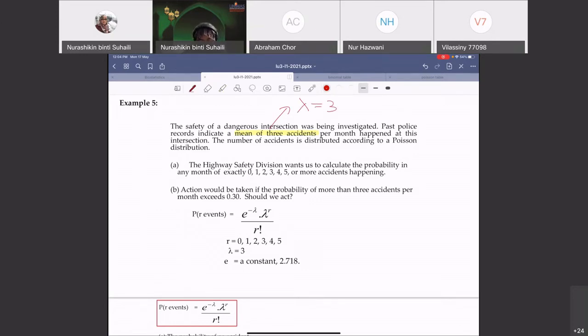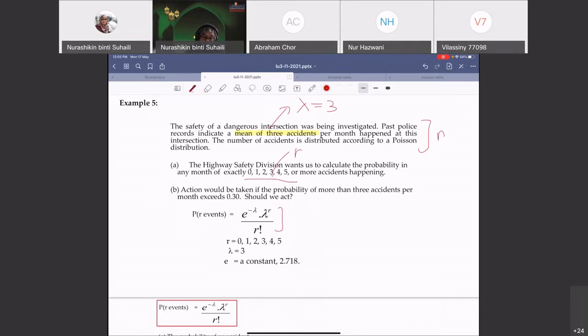So the first question: the highway safety division wants us to calculate the probability in any month of exactly 0, 1, 2, 3, 4, 5 or more accidents happening. So basically we have to find the probability of each of those. Probability of r equal to 0. This is referring to r. And if you notice, you don't see the information of n. n is not given because n is not needed in the formula.